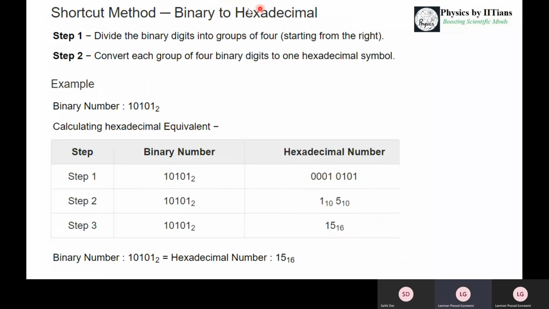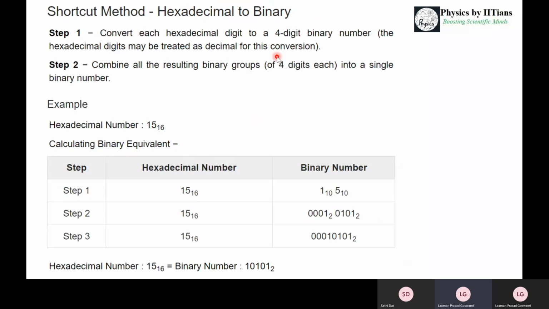The reverse process can also be used. If we want to convert a hexadecimal to binary, we will write the binary equivalent in 4 digits of each number, like 15. So we will write the binary equivalent of 1 in 4 digits. If the digits are not 4, we will just put zeros. And the binary equivalent of 5 will be 101. We will put a 0 here. So this is the binary equivalent of 15.